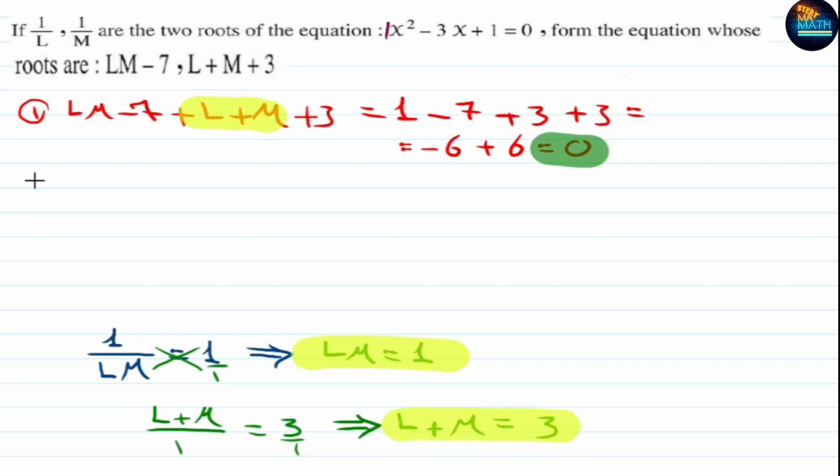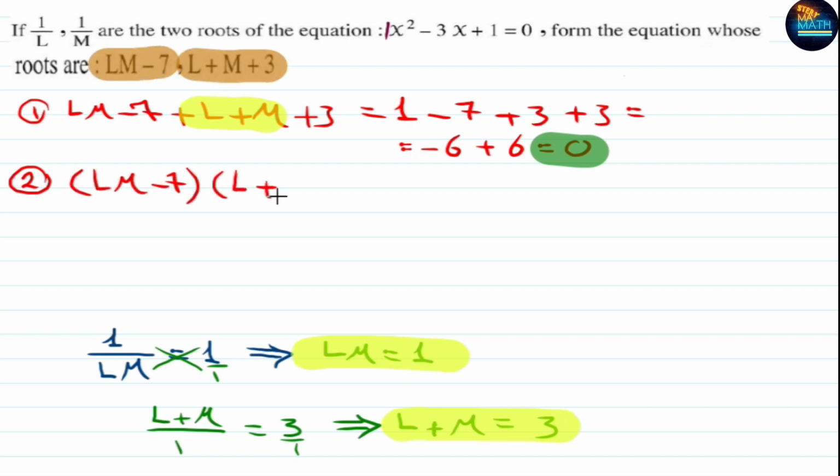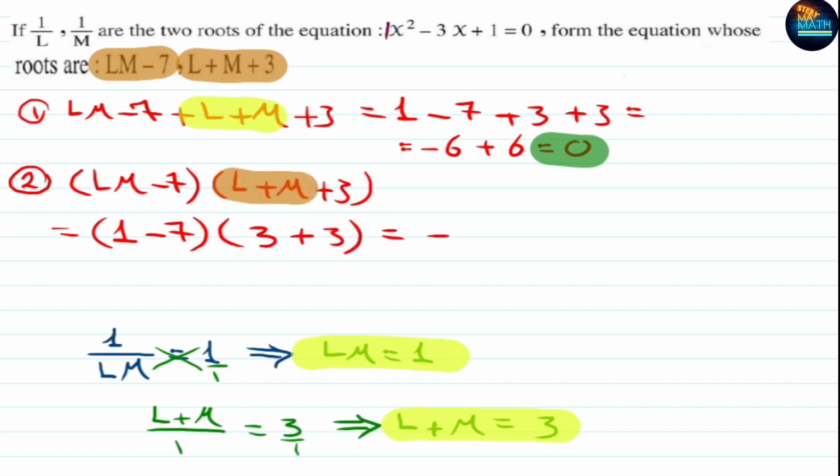Now, secondly, we need the product of these two roots, LM minus 7 multiplied by L plus M plus 3. You know that LM is equal to 1. So substitute LM with 1 minus 7 multiplied by L plus M, which is 3, and then plus 3. So it's equal to 1 minus 7 is equal to negative 6 multiplied by 3 plus 3, which is 6. Negative 6 times 6 is equal to negative 36.